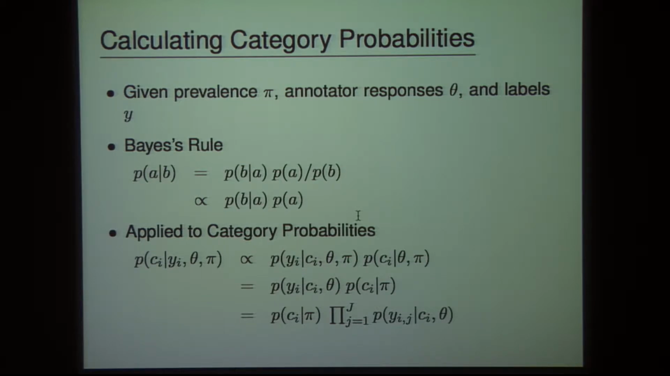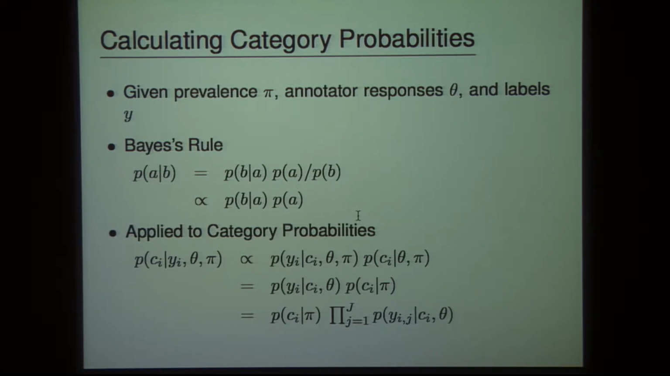So let me just show you how you calculate the category probabilities here. This is how you adjust, given known annotator responses, something like their voting, right? So we know what the prevalence is, we know what the annotator responses are, and we know what the labels are from the annotators, y, right? By Bayes' rule, we can invert probabilities. If we want to convert the probability of A given B, it's proportional to B given A times A. In other words, it's proportional to the joint probability.